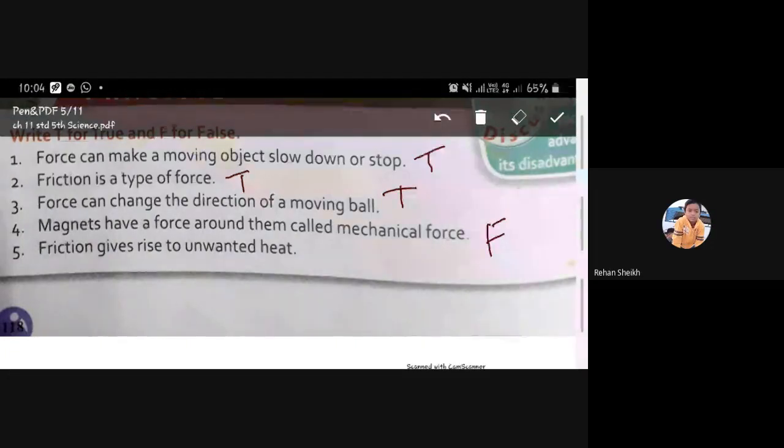Friction gives rise to unwanted heat. True or false? True, as I have told you. When you rub your hand, unwanted heat is produced. Even if we don't want heat, heat is produced because of friction. So friction gives rise to unwanted heat.